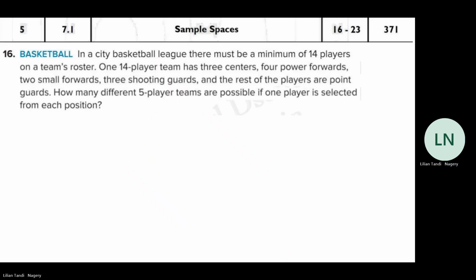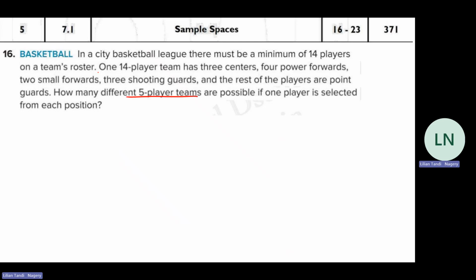Okay. All right. So the first question says you have a basketball league, okay? And there must be 5 players in the team. Okay. So now, because we need 5 players in the team, it says here, how many different 5-player teams can you make?